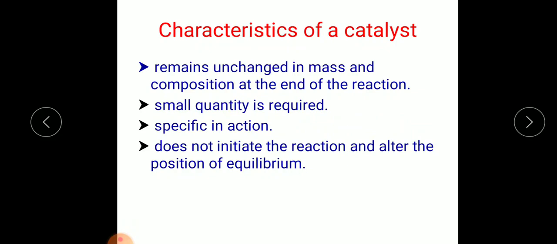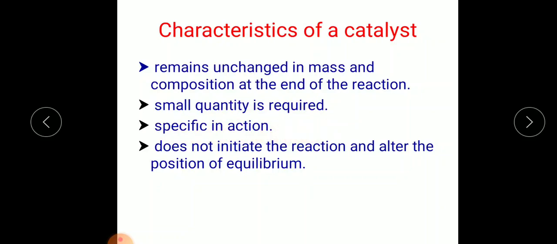As we know, a catalyst is a substance which increases or decreases the rate of a chemical reaction but remains unchanged at the end of the reaction. So the first characteristic is it remains unchanged in mass and composition at the end of the reaction. Number two, a small quantity is required. So a catalyst is always used in a very small quantity. Very small.